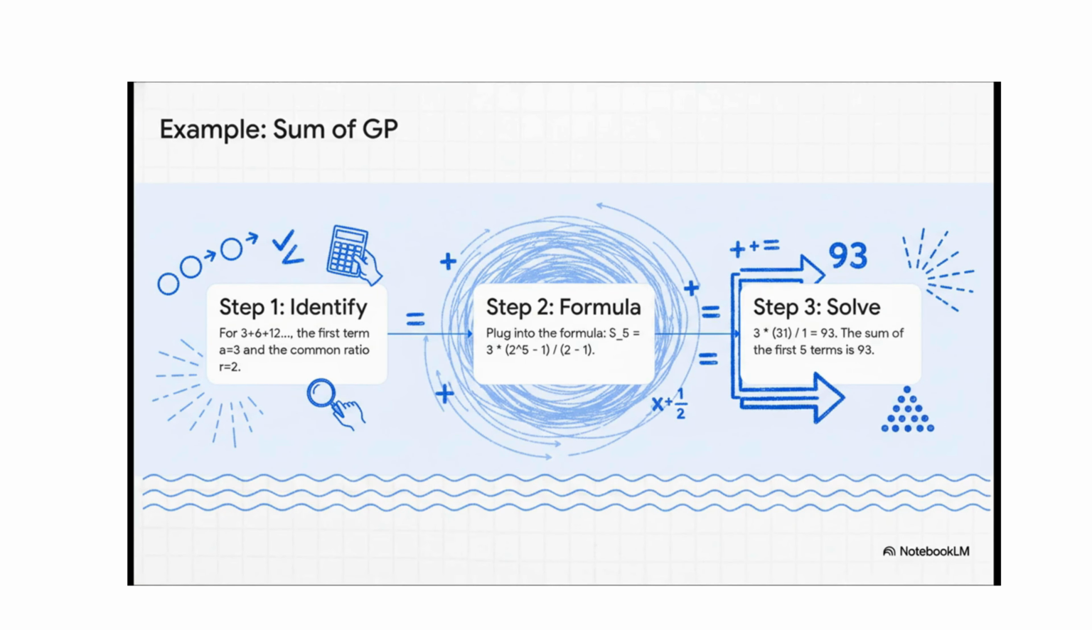Okay, let's run through one last calculation. What's the sum of the first 5 terms of 3, 6, 12, question mark? Our first term a is 3, and our common ratio r is 2. So we plug that into our formula. We get 3 times the quantity of 2 to the 5th power minus 1, all of that divided by 2 minus 1. This simplifies down to 3 times 31, which gives us a sum of 93.